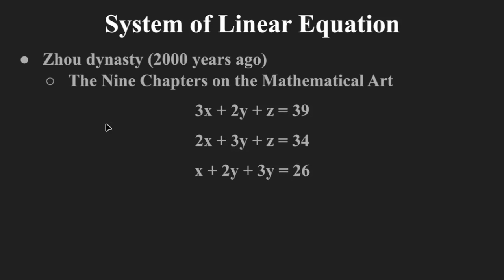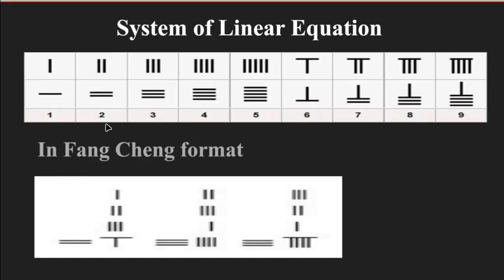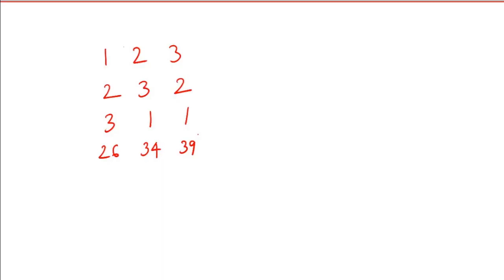These are the coefficients of this equation, but they have used these equations in column form. So this is the Fang-Shen format, where Fang-Shen actually means rectangular array. This is the Fang-Shen representation in numerical form to understand how the Chinese obtained the solution for the bundles of serials. Now what the algorithm says is to pick one number, and we have to make this entry zero.